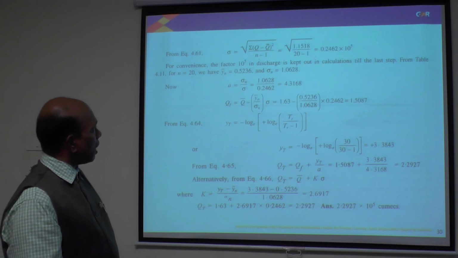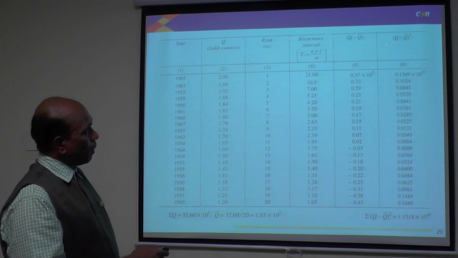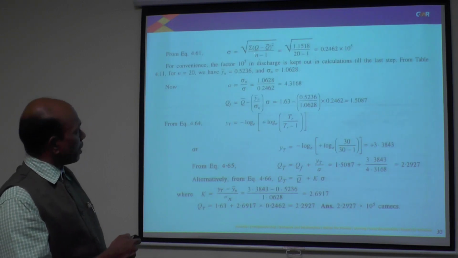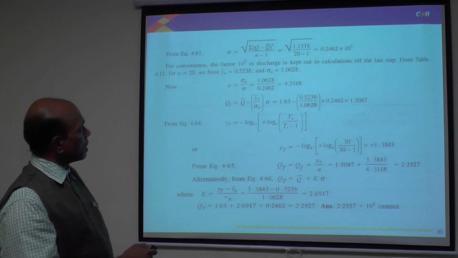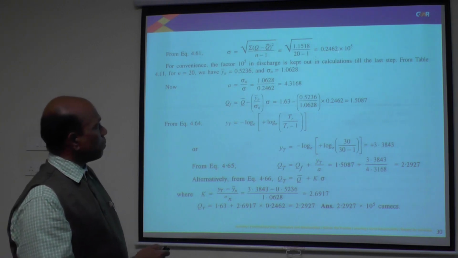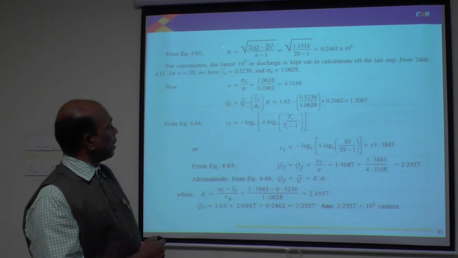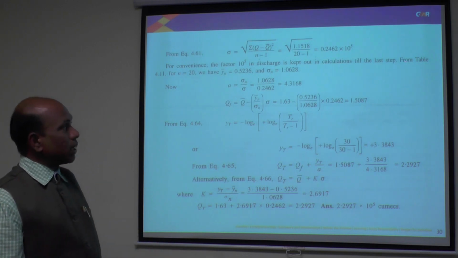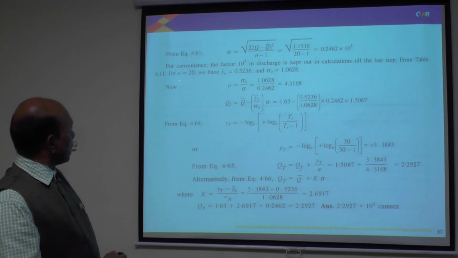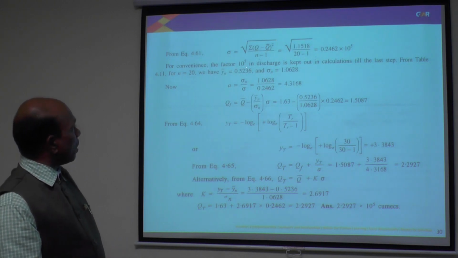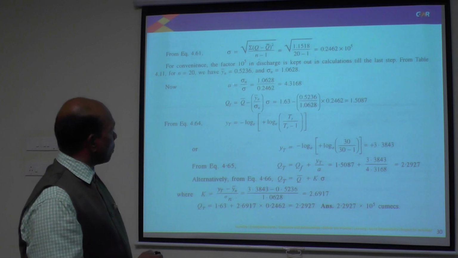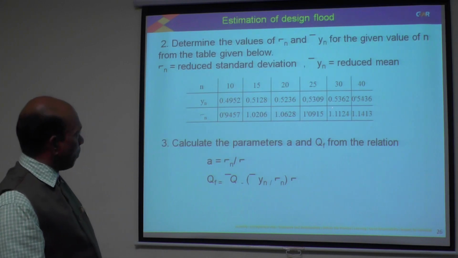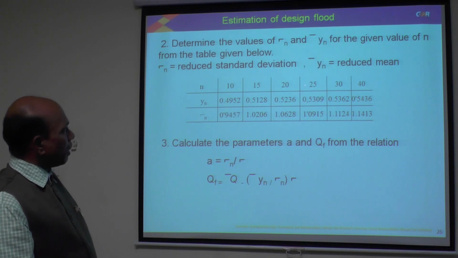Here we already calculated Q minus Q bar. These are the values of Q minus Q bar. n equals the number of years, 20 years data available, then this is the value of sigma. Once we know the mean value and standard deviation, based on the given recurrence interval and given 20 years data available, we are going to estimate the reduced mean and reduced standard deviation from the table.